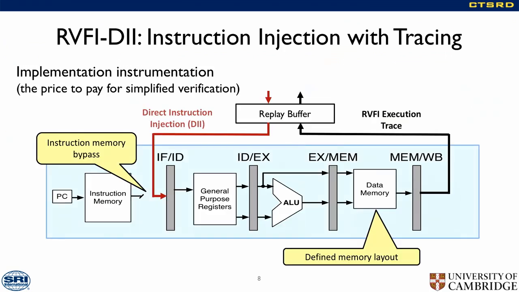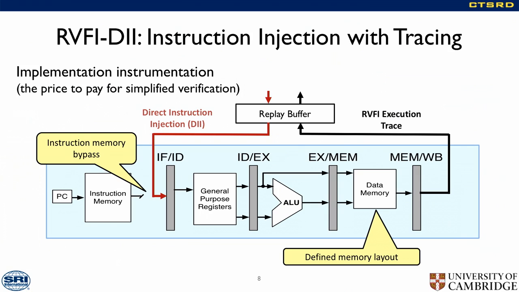Okay, so here's what we've needed to do with the main pipeline we're working with. The direct instruction injection bypasses instruction memory. So for every PC, when I would normally go to memory to fetch an instruction, I instead consume the next instruction from a FIFO. So it's just pulling a sequence of instructions, injecting it into the pipeline, and pulling out the trace at the end.